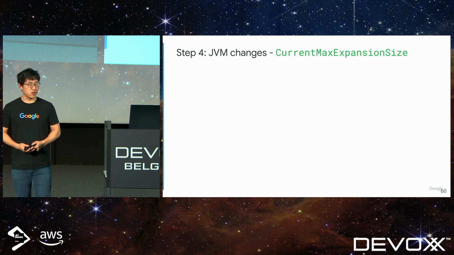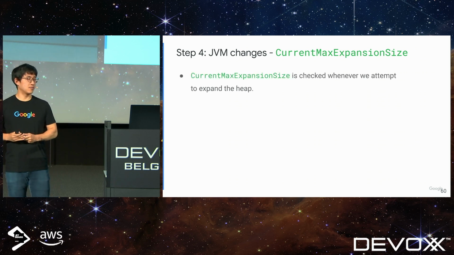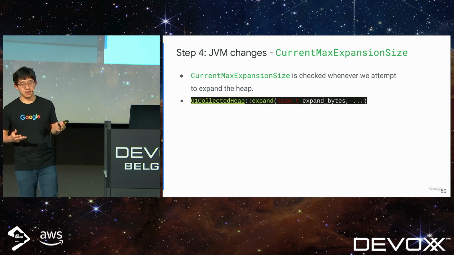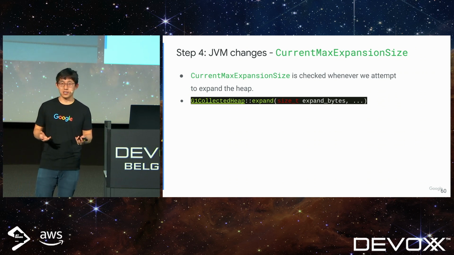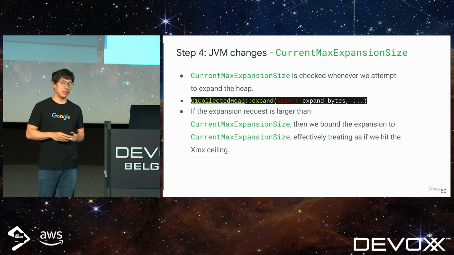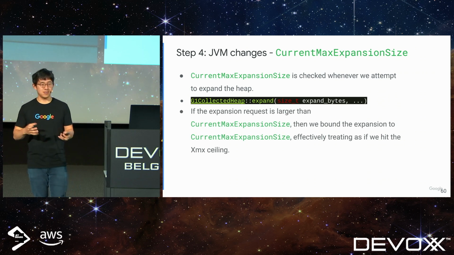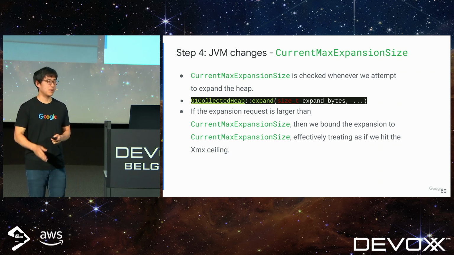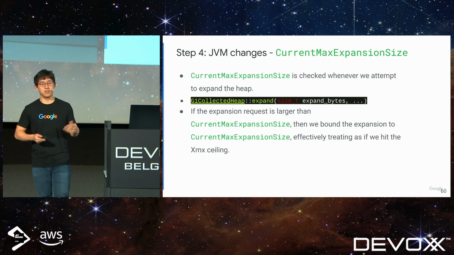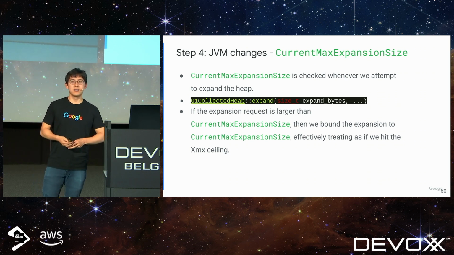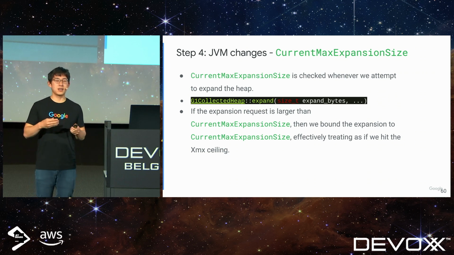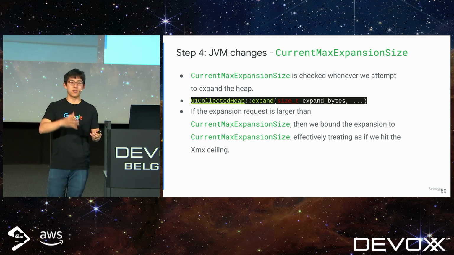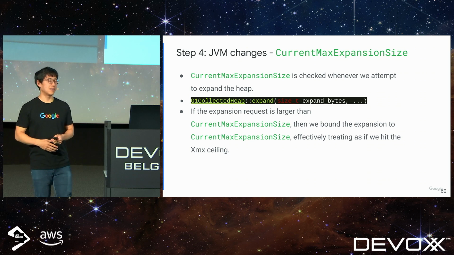Okay, current max expansion size. This value is checked whenever we try to expand the heap. If you look at what an expand API looks like, you pass in the number of bytes you want to expand by. When the expansion request contains an expand bytes value larger than current max expansion size, we say, nope, you're not going to expand by that much. We're going to try to expand by exactly current max expansion size. This effectively treats it like hitting the Xmx limit. If the expansion size is not big enough to handle all the allocations we want, then later on we go through the code path that eventually ends up calling GC.